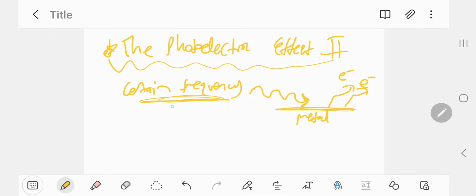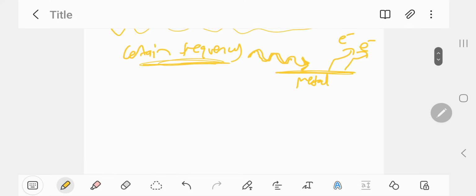Remember, frequency is how many waves pass through a certain point per second. High frequency means short wavelength, a lot of peaks. Low frequency means not many peaks, long wavelength.